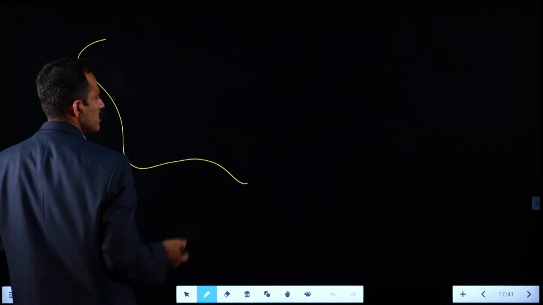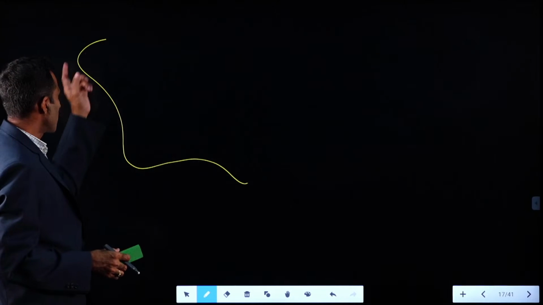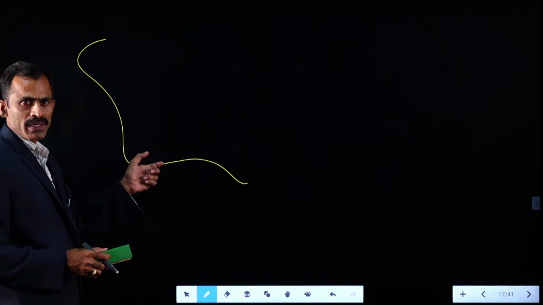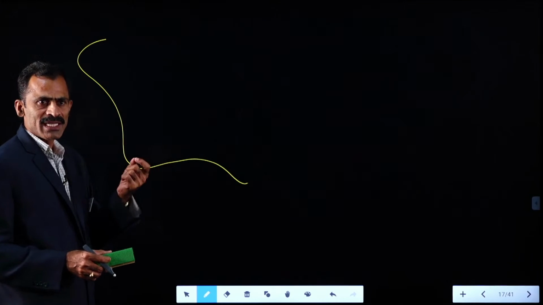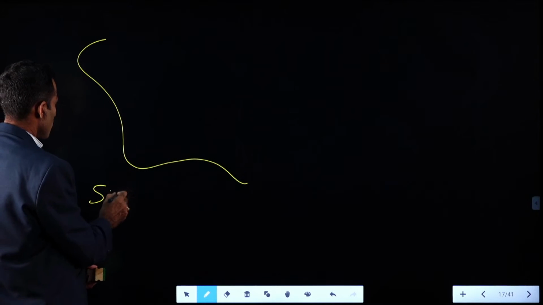If you draw a curve like this, and this curve has no self intersection only, the curve is not intersecting itself only. If a curve does not cross itself, then the curve is called simple curve only. It is called simple curve.